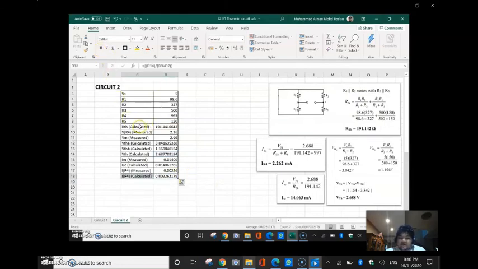When we compare all the values from circuit 1 and circuit 2 between the measured and the calculated values, the difference between the values is roughly about 1%, which shows the values calculated and measured are very accurate to confirm this theory.